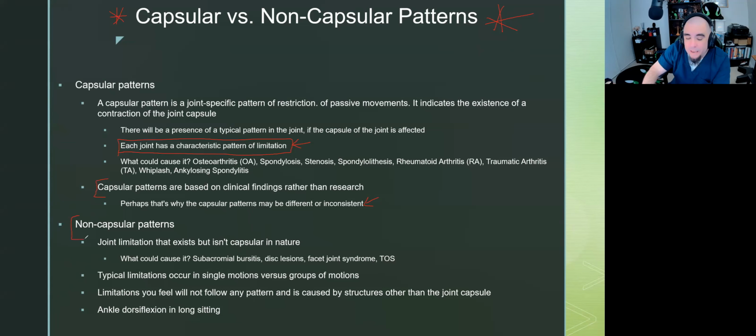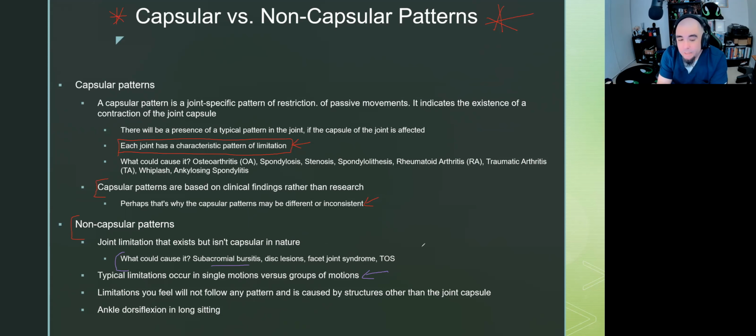A non-capsular pattern is a joint limitation that exists but isn't capsular in nature. Well, that kind of makes sense. If it's non-capsular, it wouldn't present as capsular. Well, what could cause it? Subacromial bursitis, disc lesions, facet, thoracic outlet syndrome, all kinds of normal things. Your typical limitations at that point occur in single motions versus a group of motions. I'm going to explain this in a second, so don't totally freak out yet. The limitations you feel will not follow any pattern and are caused by structures other than the joint capsule.